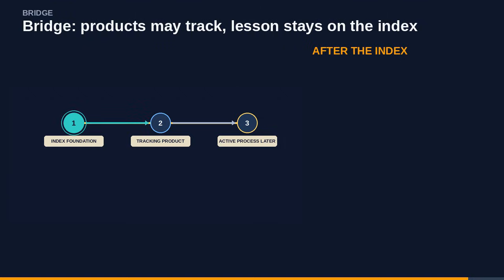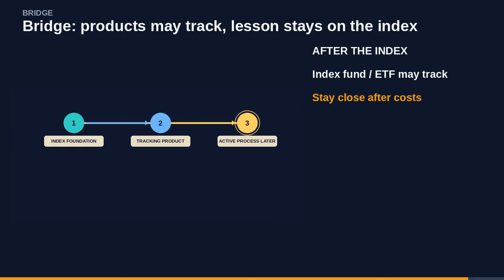Once the index is clear, products become easier to read. An index fund or ETF may aim to replicate or track the Nifty 50 methodology, staying close after costs and implementation gaps. That is a product job sitting on top of the scoreboard we just learned. Active funds are a different process lesson, measured against a comparison line rather than copying the basket. We stop here at the index itself, so the foundation stays solid.